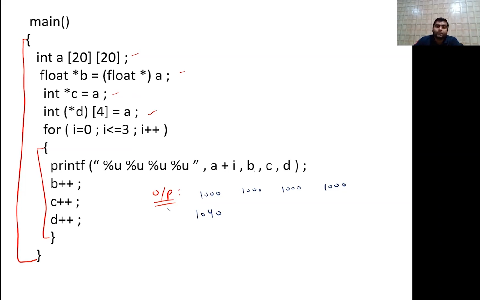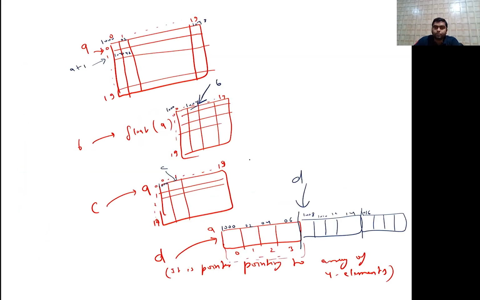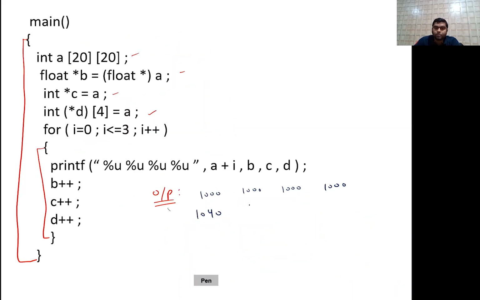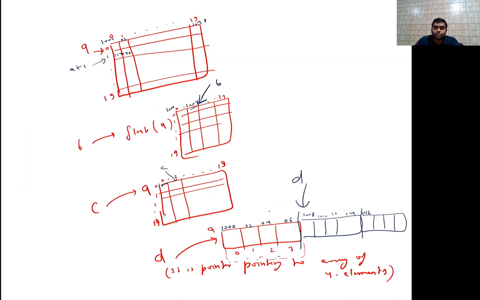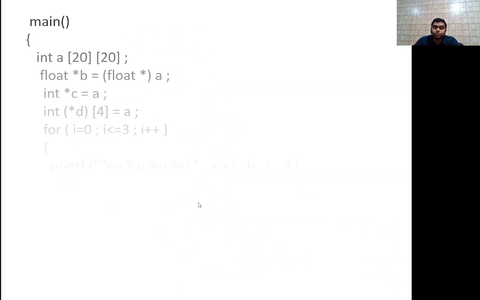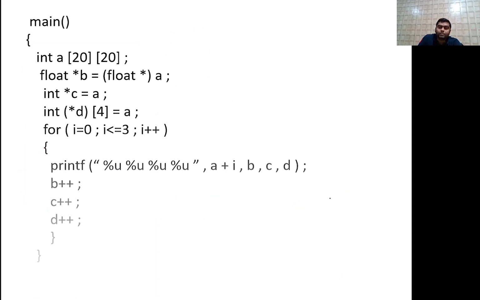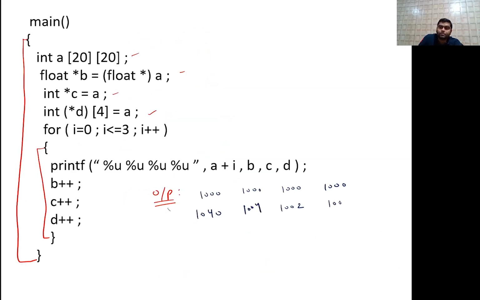Okay, now next time B. So B, where is it pointing? So B is pointing to 1004. Observe carefully. 1004. And where is C pointing? C is pointing to 1002. Okay, so C is pointing to 1002. And what about D? D has changed and pointed to 1008 because it is skipping 4 elements.